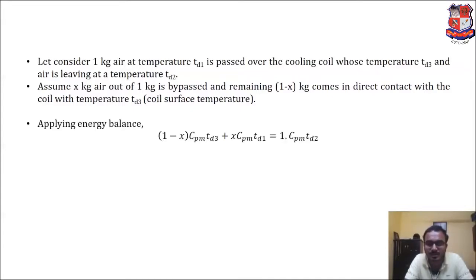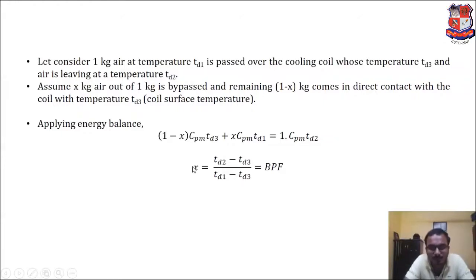Now we will apply energy balance, in this way. If you see carefully, 1 minus x is directly coming in contact with TD3 and the x part remains at temperature TD1, and the final temperature of 1 kg is TD2. So with intuition you can understand this equation very easily. Then making x the subject of this equation, we will obtain this formula. It may take some time to get from this equation to that one, but you can do it by yourself. It is simple mathematical formulation.